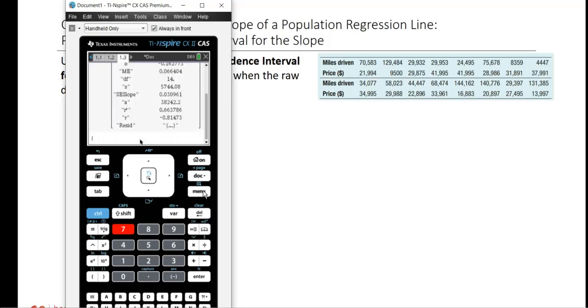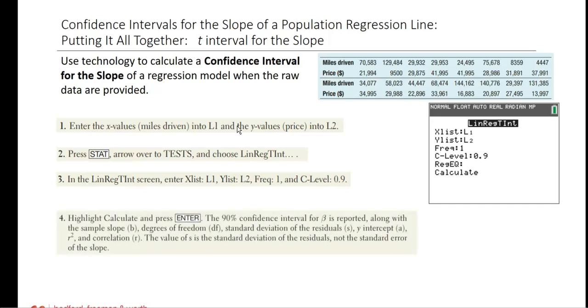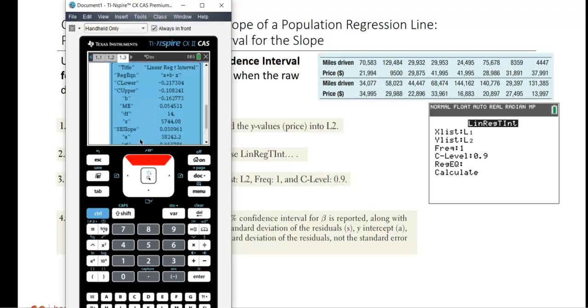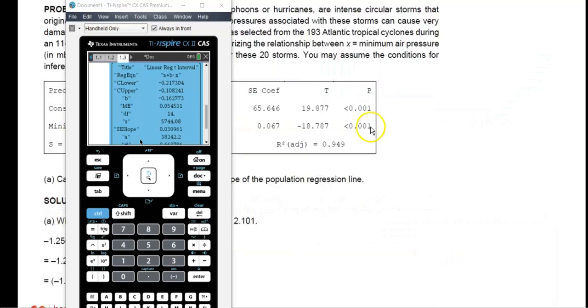I don't remember if it's 90% or not. Was it 90? Oh, 0.9, sorry. So let me change that. If I go back up, change the 0.95 to 0.9. Okay, let's see if we get the right answer. If you look back, your slope was negative 0.162. Lower and upper. Yeah, those are the right answers. So I did the right thing. It was the slope one. I don't know what the other one does. Not sure when you use that.